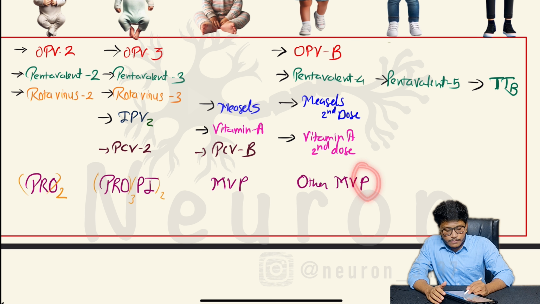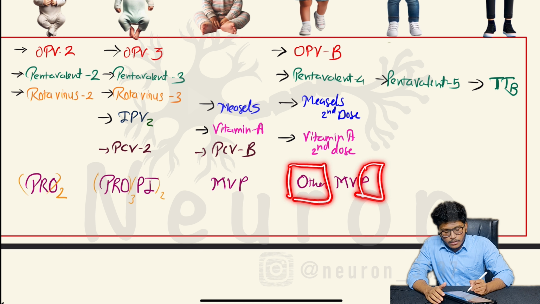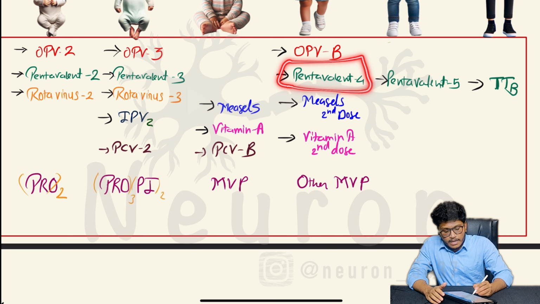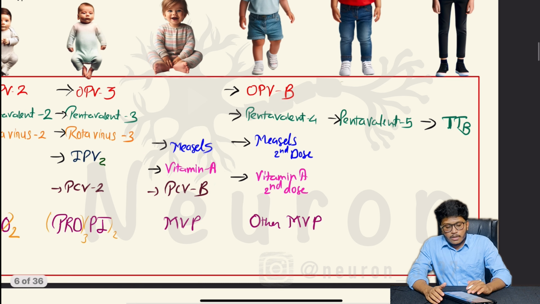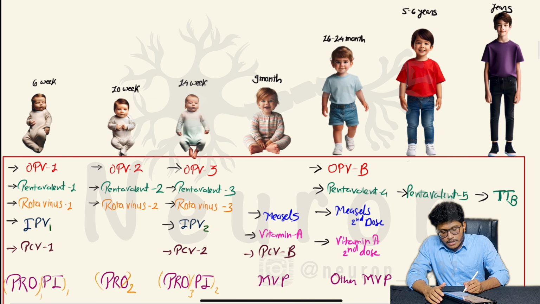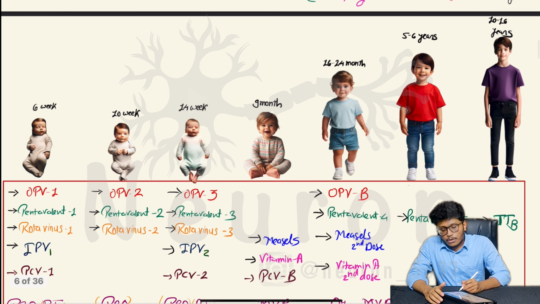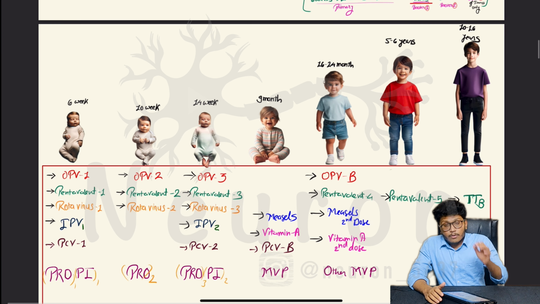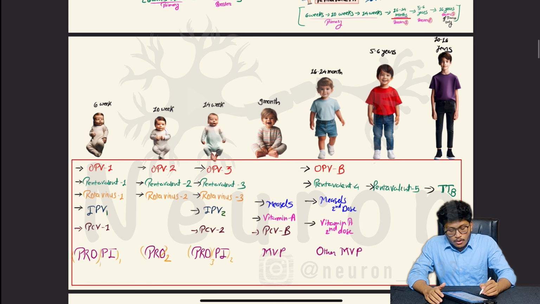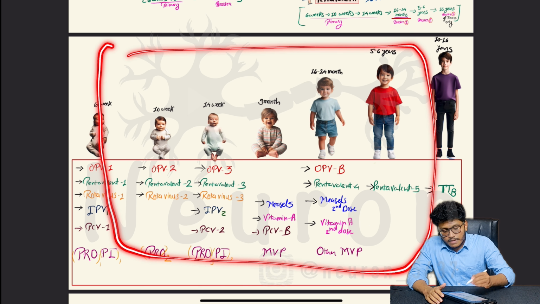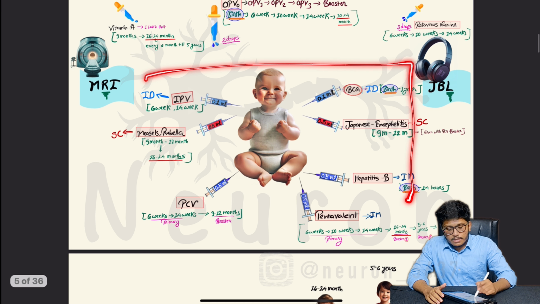Here the P stands for pentavalent 4. So here you have to remember the difference. In other MVP, you have to remember pentavalent, while in age of 9 months, the P is for pneumococcal vaccine booster dose. Now let's move to the 5 to 6 year. At the age of 5 to 6 year, pentavalent dose 5 is given, and at the age of 10 to 16 year, TT booster dose is given as the pentavalent dose 6. So you have to remember all the age-wise vaccination and individual vaccination also.